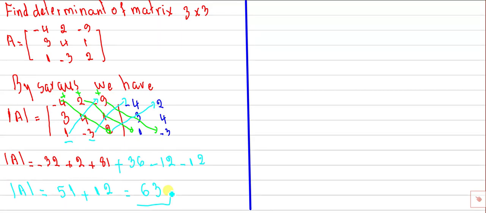And now we go to another strategy. I solve by row. Formula with row. I just change the color. Formula by row. So the determinant of A.